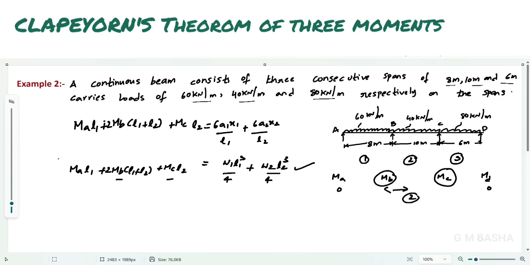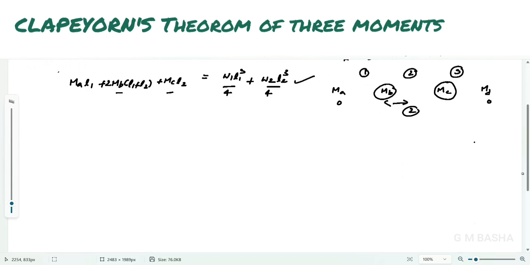Similarly, again we have to take Clapeyron's theorem for the next two spans BC and CD. At that time again you will get one equation in MB and MC. Based on the two equations, we can obtain the two unknowns MB and MC. So that is a somewhat easy procedure, but we need some idea of how to apply Clapeyron's theorem of three moments if we get more than two spans. For that purpose only I am solving this example. Okay, see here.